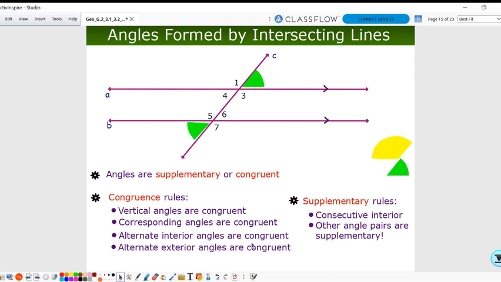So these are all the reasons that we have congruency, but we also have supplementary. So 1 and 2 are going to be supplementary to each other. 1 and 4, and so on and so forth. Consecutive interior angles are also supplementary to each other. So angle 4 and angle 5 are supplementary to each other. They're consecutive interior. Same thing with 3 and 6. They will be supplementary.